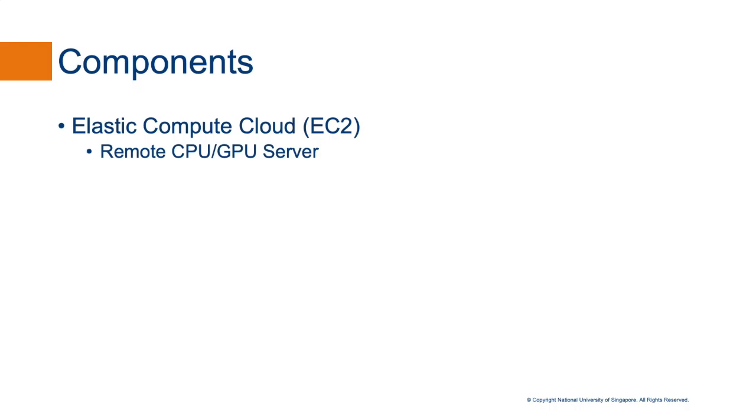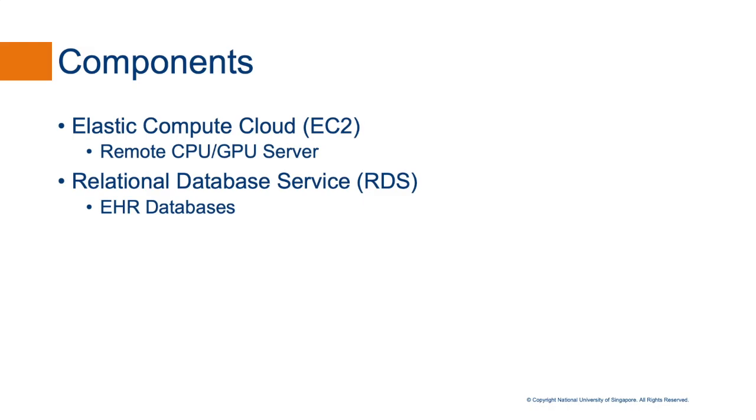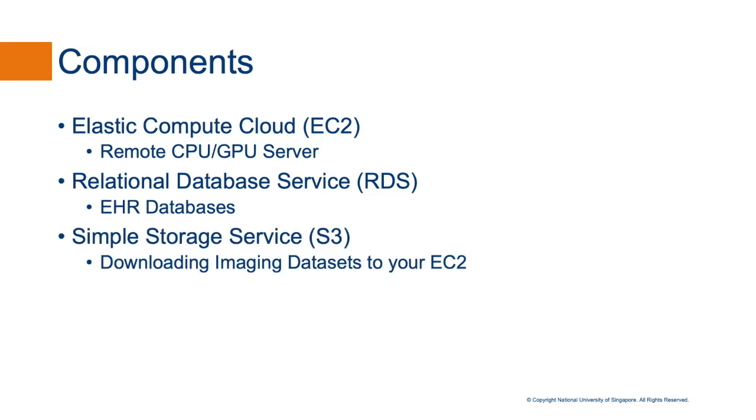Here are three components of AWS that you might be using. Elastic Compute Cloud, or EC2, which is the remote CPU or GPU server allocated to each team as free computational power. Relational Database Service, or RDS, which hosts the EHR databases we will be using. Simple Storage Service, or S3, which stores the medical imaging datasets we have prepared.